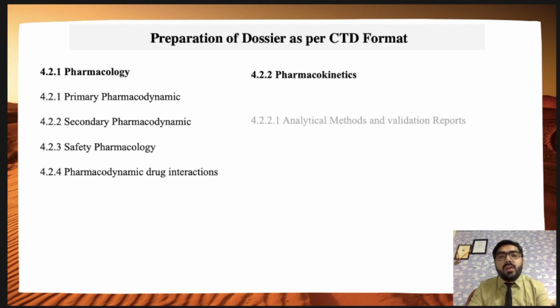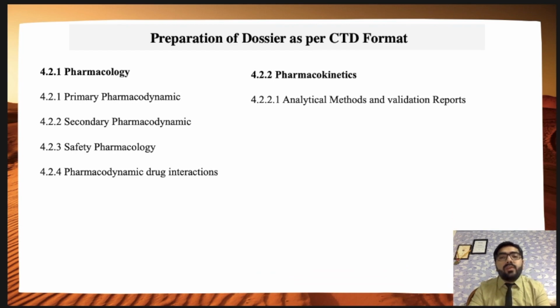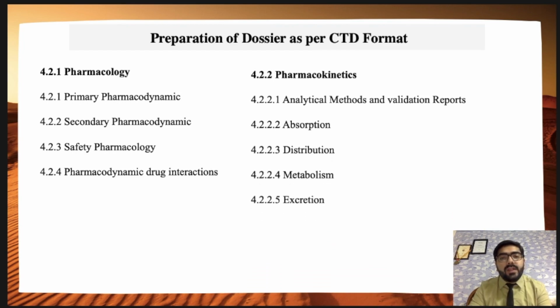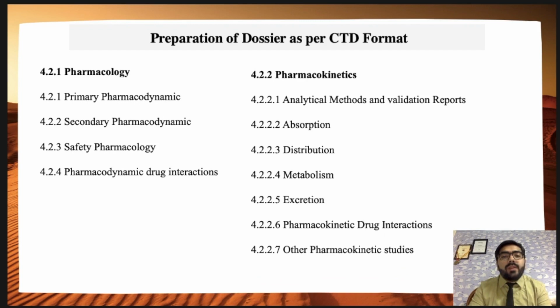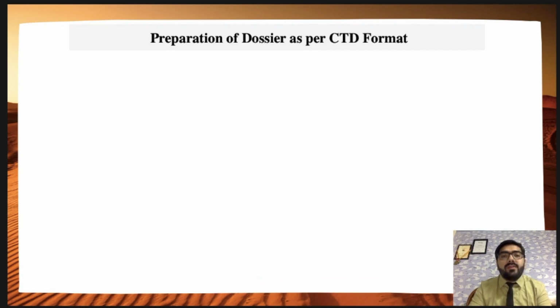So we have to mention all the studies there, like 4.2.2.1 is analytical methods and validation reports, then absorption study, distribution study, metabolism study, and excretion studies, right? And then pharmacokinetic drug interactions. So basically pharmacodynamics is what a drug does to the body, and pharmacokinetics is what the body does to the drug. Okay. Then 4.2.2.7 is other pharmacokinetic studies, which we also have to mention in that section, right?